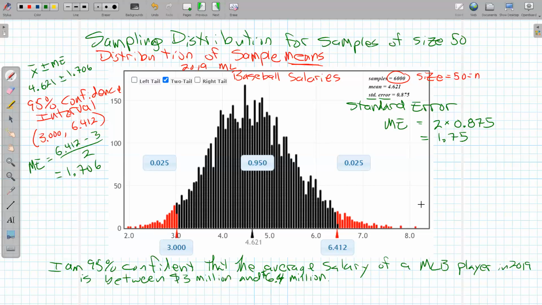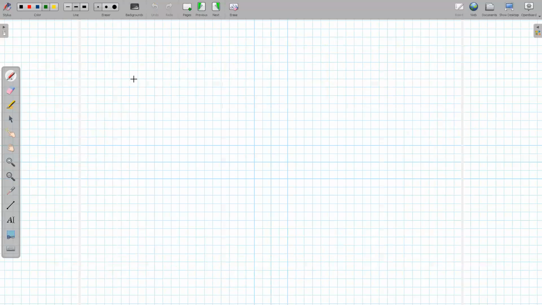So standard error is the standard deviation of the sampling distribution. Margin of error is related to that standard error. Now there's 4 kinds of standard deviations floating around here, so I'm going to mention those, and then we'll do some more examples.